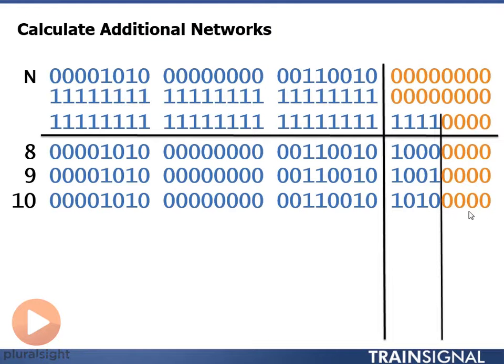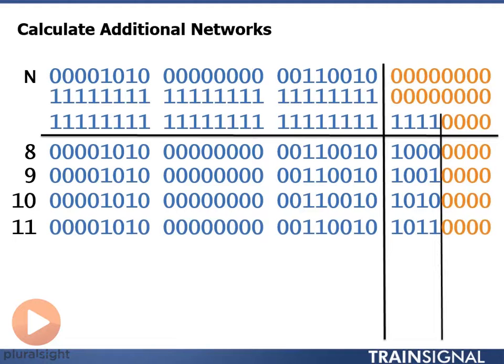So here we have network 10. We convert 10 to binary. 10 is 1010 in binary. Put all zeros in our host portion here. We get our network address. Network 11, we're just going to count up in binary, 1 higher than 10. Put it into our 4 borrowed bits. We get network number 11. All zeros in the host portion, of course, is a network address.